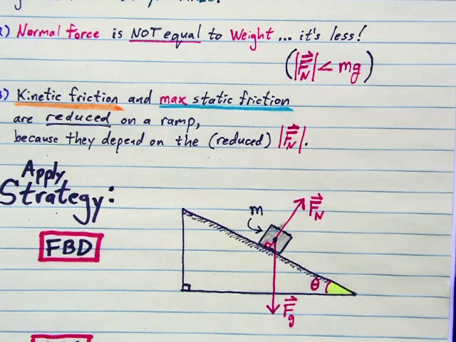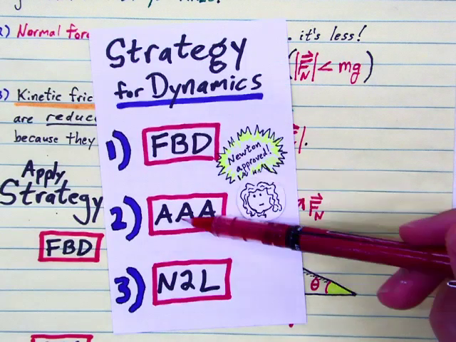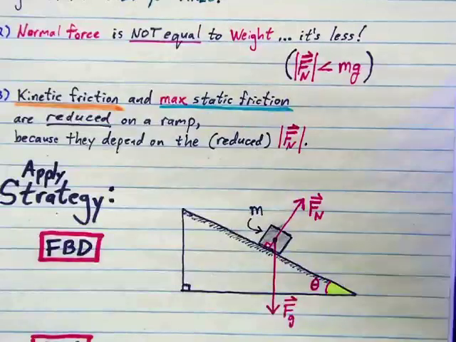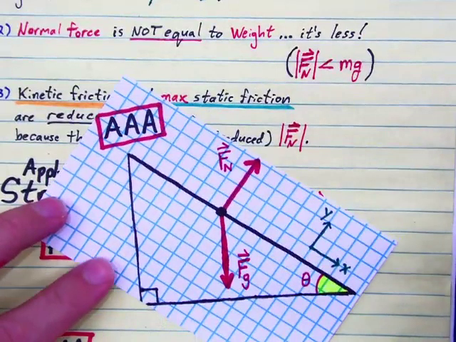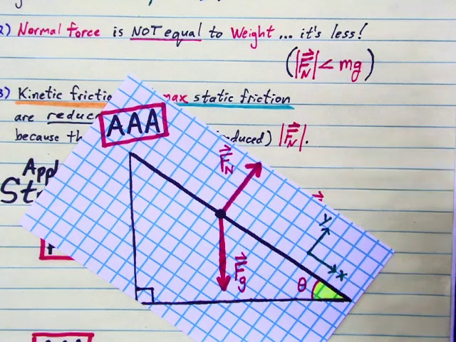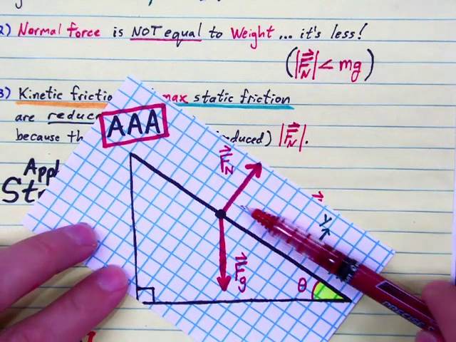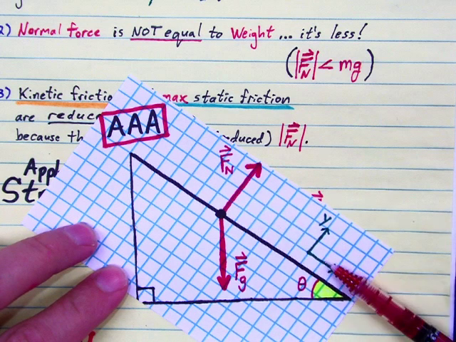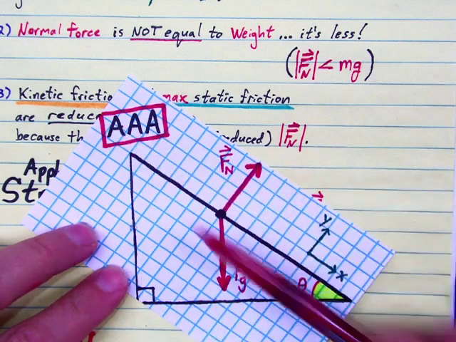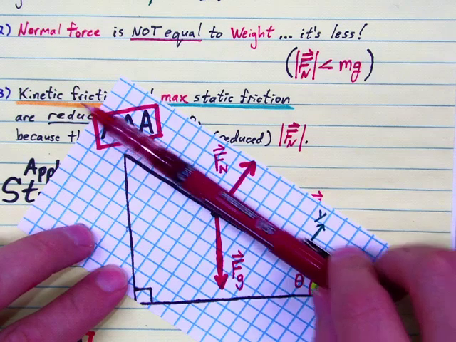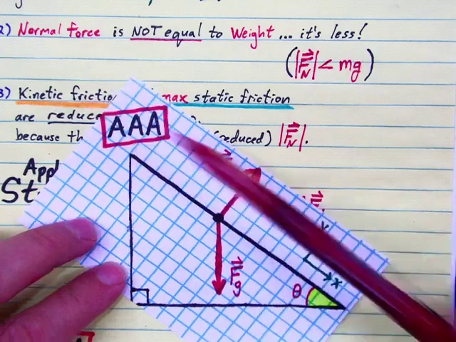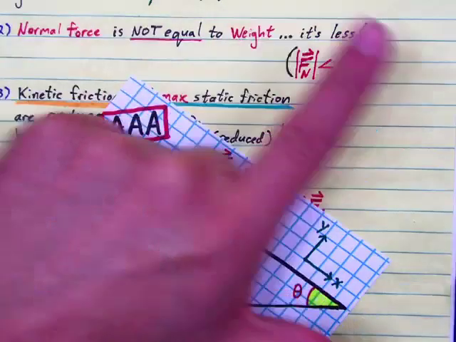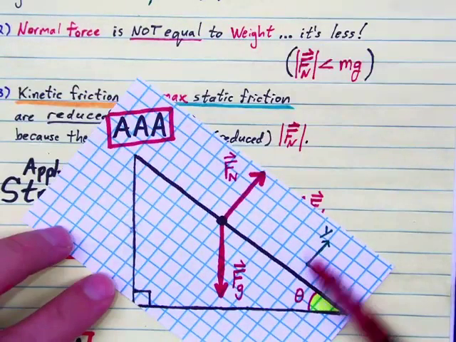That brings us to step 3, aligning our axes with the acceleration. I've got my free body diagram redrawn here, and since we know that the box will be accelerating either down the ramp or it could be pushed up the ramp, it's accelerating in this direction. We want our axes lined up with that direction. So instead of ordinary XY, we tilt them to get those axes right there.